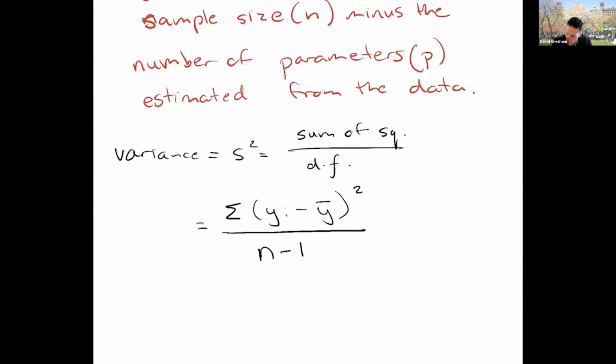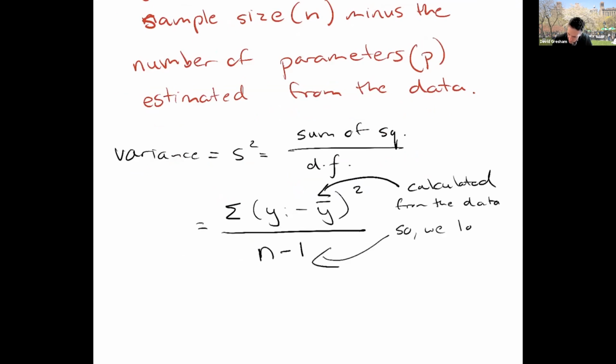When we do this, the first thing we do is add them all up, add up the difference from the mean. So in that case, we had to estimate this mean, and this is calculated from the data. So we lose 1 degree of freedom, okay?